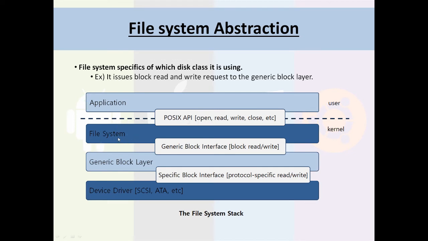and that will issue a read and write request to what we call the generic block layer. That's what you can see here, block read, block write. Inside this layer, there'll be a specific protocol which interacts with the specific hardware device through what we call a driver. So it's a chain of interaction, but as a user process, all we see is the file system.